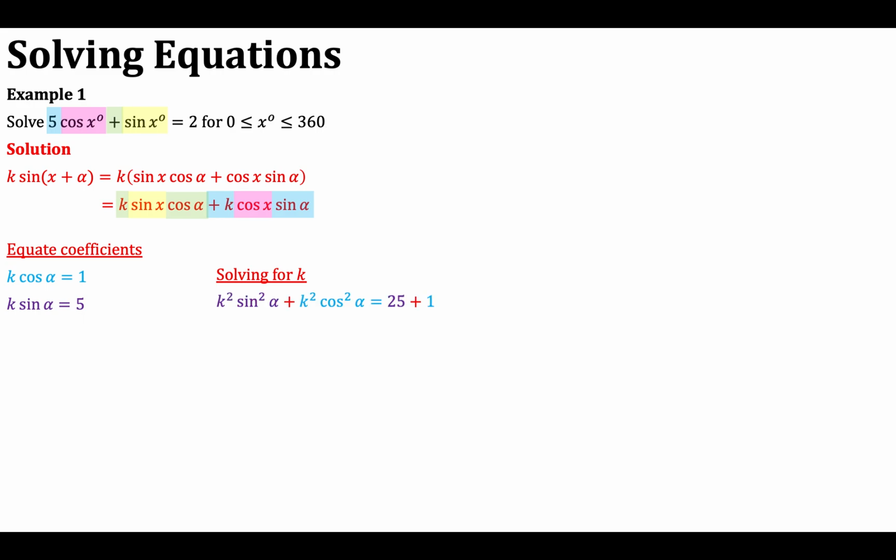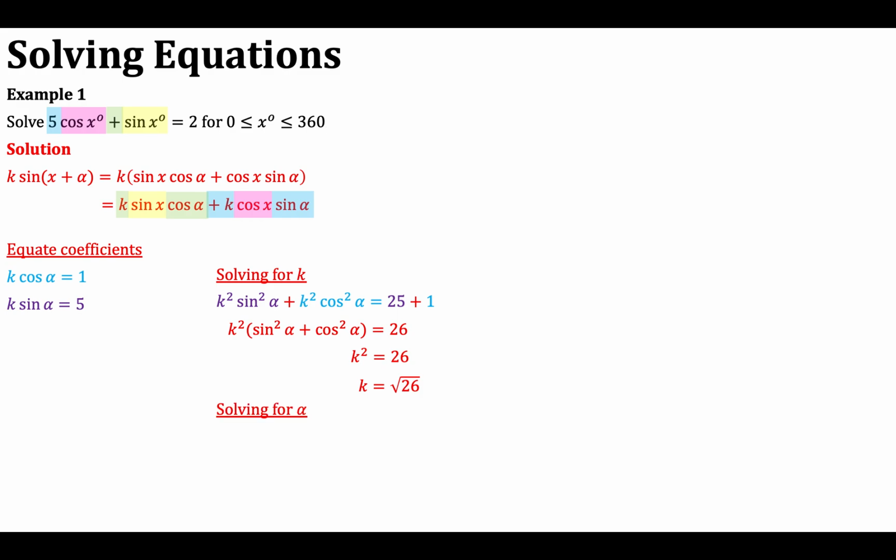I can now solve for k and then for alpha. Solving for k firstly, I need to square both of the equations, and then I can add them together. So I get k squared times sine squared of alpha plus k squared cos squared of alpha is equal to 25 plus 1. Now I can evaluate the right hand side, but in the left hand side I have a common factor of k squared, and it's useful to remember that sine squared of alpha plus cos squared of alpha is equal to 1. So that leaves me with k squared being equal to 26 and k being equal to root 26.